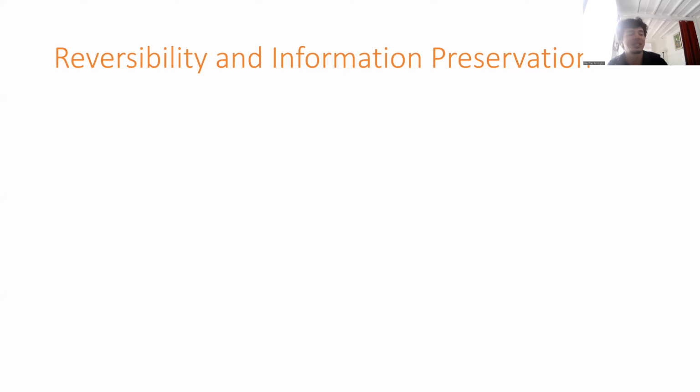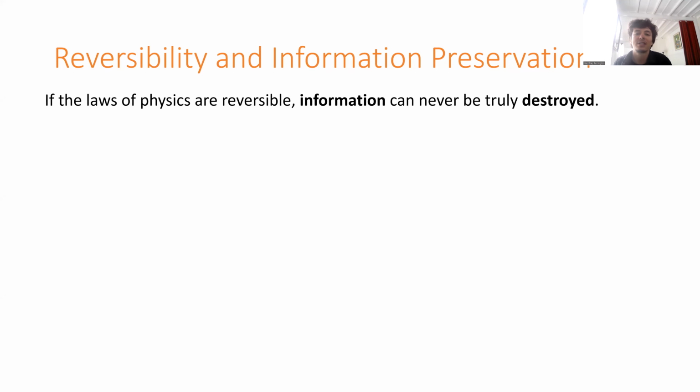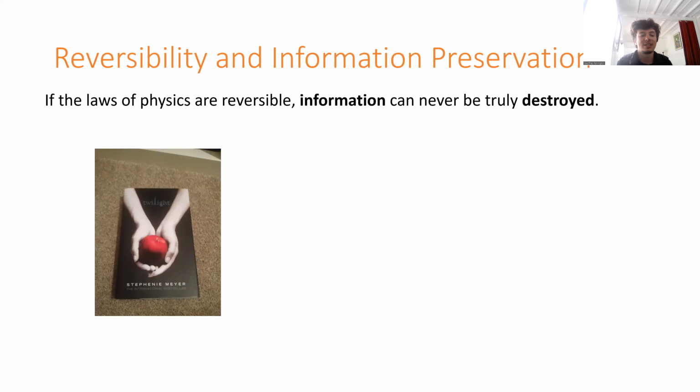This tells us something very interesting about what happens to information in physics when we evolve time. And so what it tells us is that if the laws of physics are reversible, then information can never be truly destroyed. So let's say I have some book, whatever it might be, and for some reason, I really want to destroy the information in this book. I want to erase it so that nobody will ever know what I was reading. No one will ever have the opportunity to read this thing in the future. So how might I go about doing this?